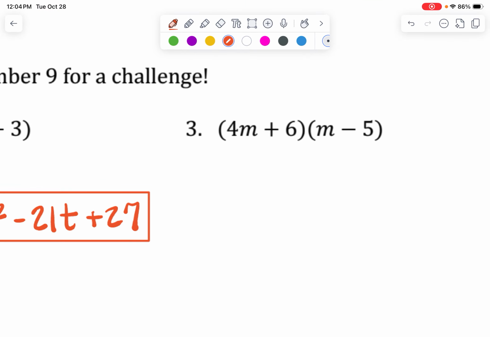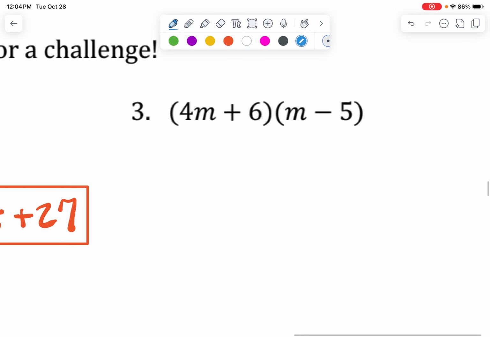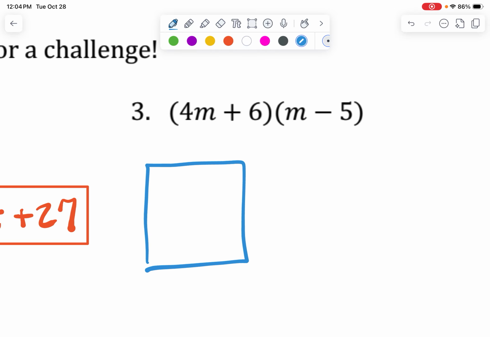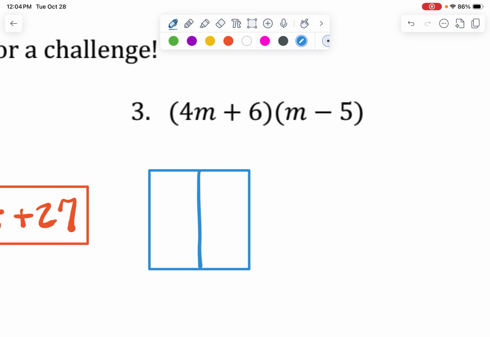All right, next up, again, I'm going to do another box method. Again, you don't have to do the box method. It's purely up to you. I'll change it up here in a second. So 4m plus 6, m minus 5. Right, we are multiplying. So here we go, 4m squared.